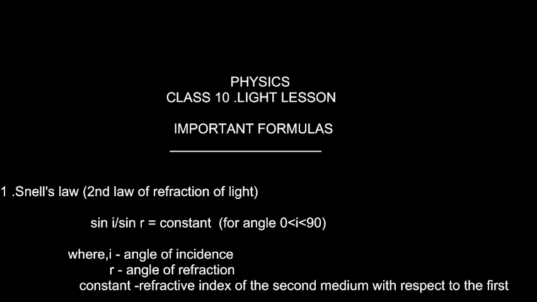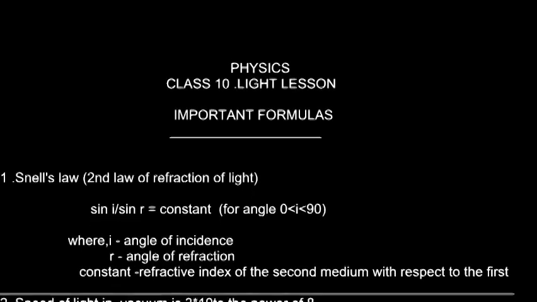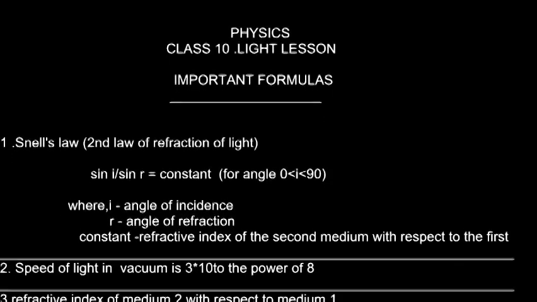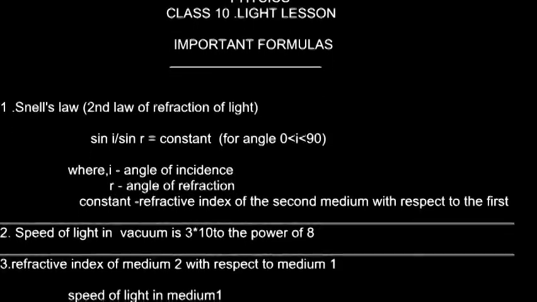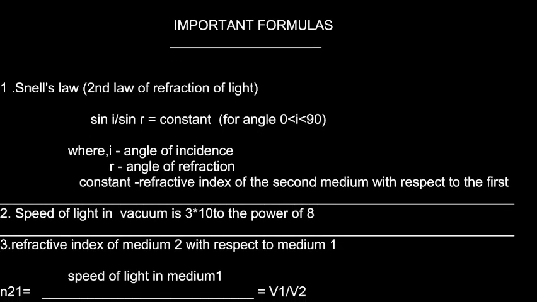The first one, a very important thing, see here, be careful about reflection and refraction. The first point is Snell's law, and it is also known as the second law of refraction of light. See children, refraction is different, reflection is different. Snell's law, the second law of refraction of light, is given by sin i upon sin r is equal to constant. Very simple thing. The condition for the angle is that angle i, the angle of incidence, must be less than 90 but greater than 0.